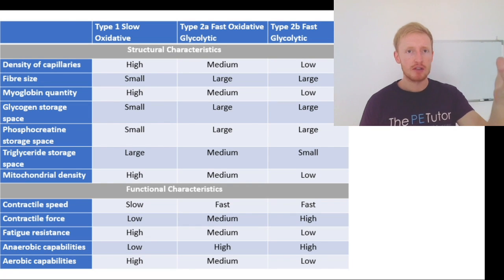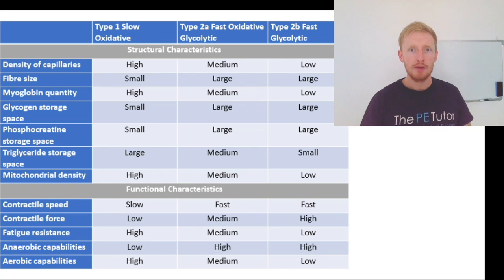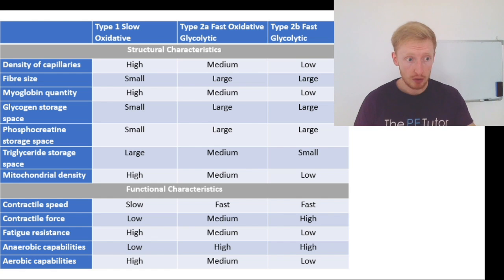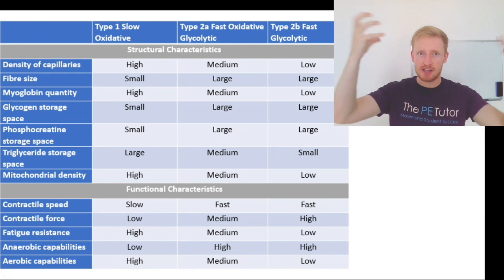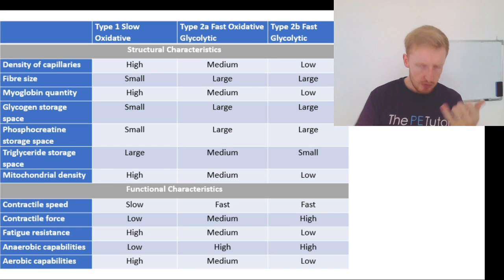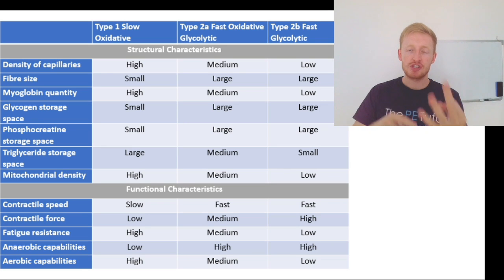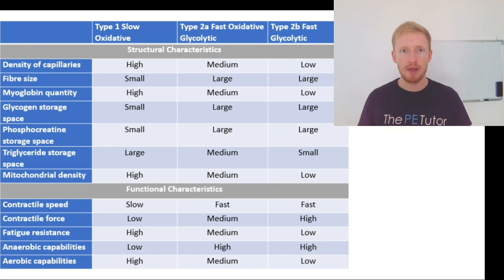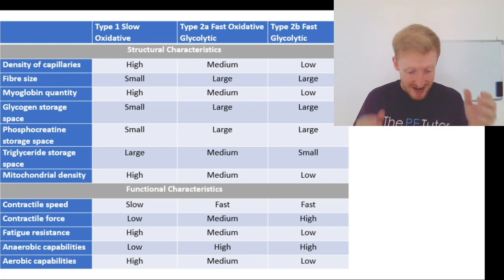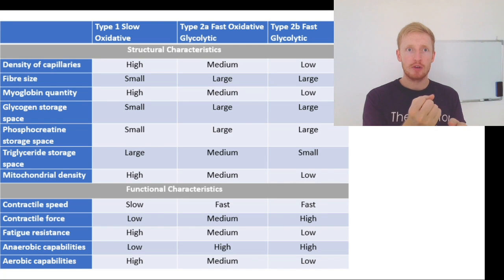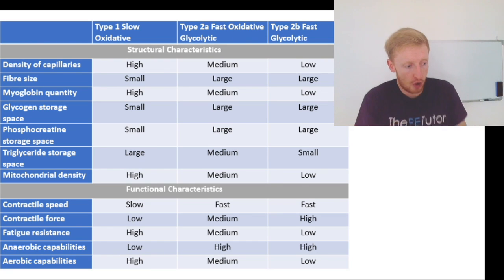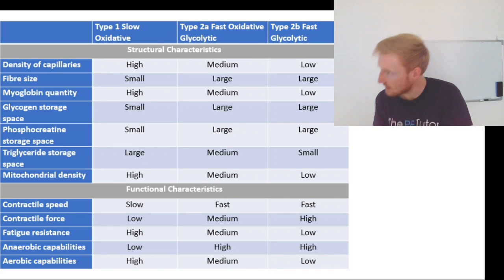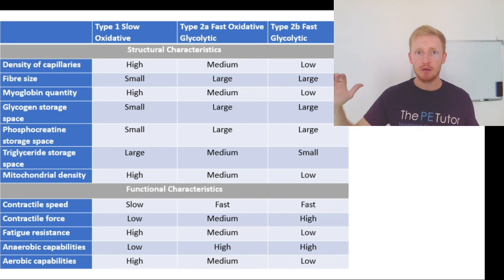We've got things like capillaries, the fiber size, myoglobin, storage space is a big one, both for glycogen, phosphocreatine, and triglyceride. And I'm hoping you're thinking now, linking this to energy systems, or what you know of energy systems so far, we use glycogen, we use phosphocreatine, and we use triglycerides. Each one of these three serve as a fuel source for aerobic or anaerobic energy pathways. So the storage space that we can see in a muscle, well, that would then link into the function of, does it suit aerobic or anaerobic energy pathways? If we've got lots of anaerobic fuel, then it makes sense that muscle can perform anaerobically, well, to a high standard, let's say.